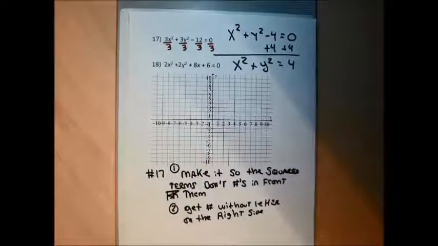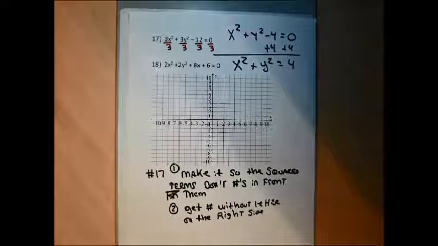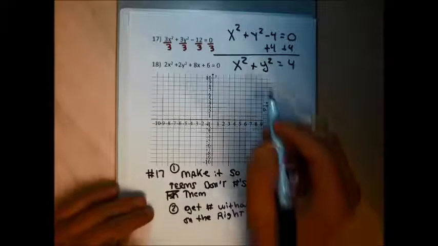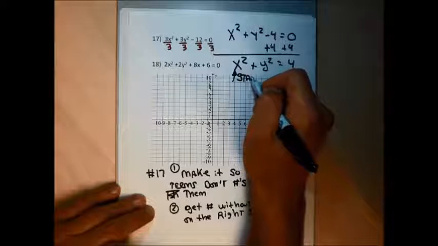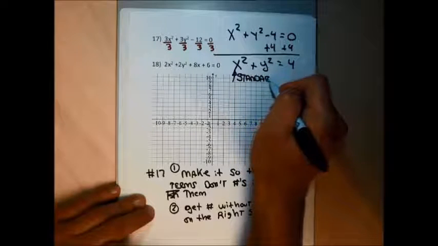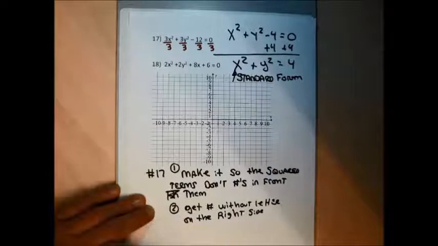In problem 18, there's only one x and one y. I don't need to add a number to get it from two x's to one x, nor do I need to add a number to get it from two y's to one y. This is actually done. This is already in standard form because it only has one x and it's being squared, only has one y and it's being squared. I would only add a c if there were two x's that I needed to factor to get them down to 1 x, or if there were two y's that I needed to factor to get it down to 1 y.